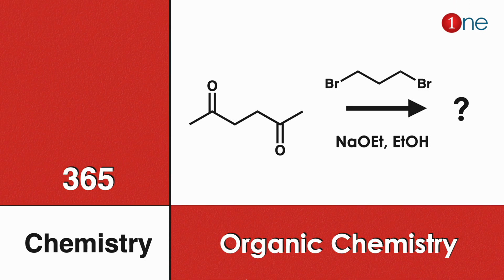Here you have a diketone, both ketones in terminal positions, totally six carbons. You are reacting it with propyl dibromide and base. You should find what will be the final product.